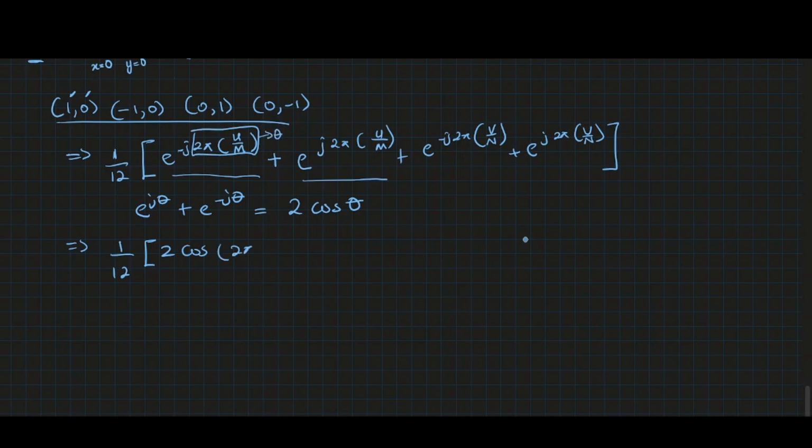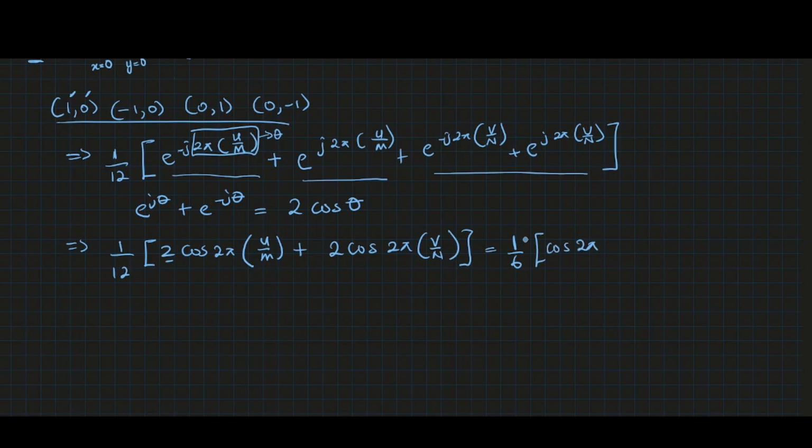So it will just be 2 pi u over m, plus 2 cos, in this case 2 pi v over n. That's simply the answer. If you want to simplify this more, it's just going to be 1 over 6 because 2 is going to factorize out: cos 2 pi u over m plus cos 2 pi v over n. So this is the summation for the first neighbor.